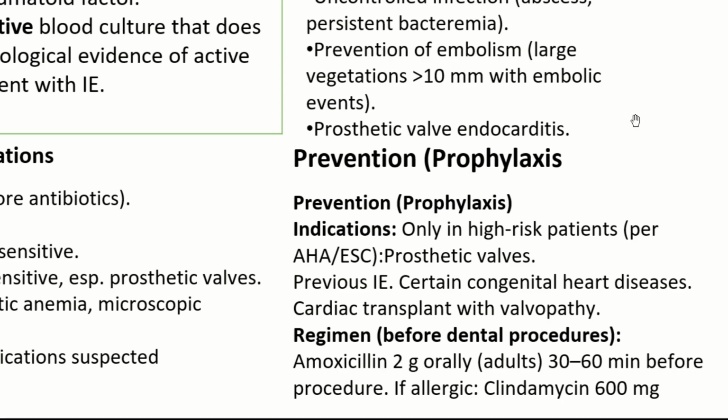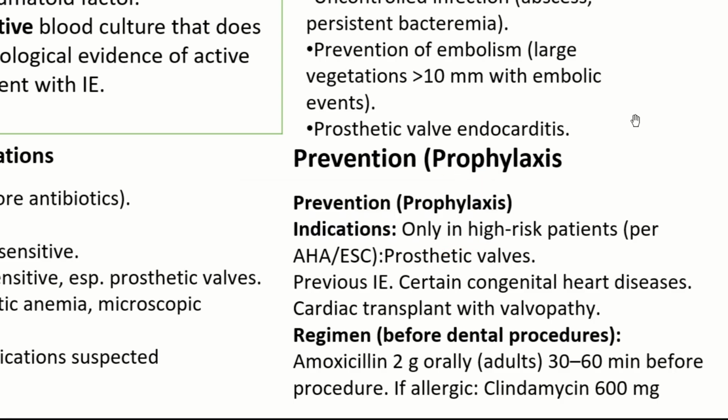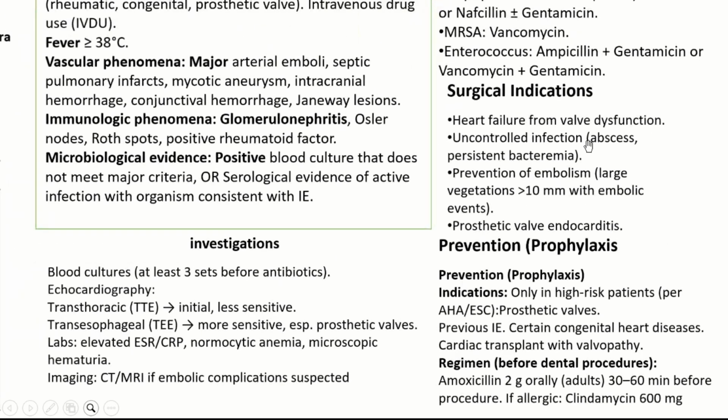Then prevention. We mostly do prevention for high-risk patients, at least according to the American Heart Association. This is in patients, for example, who have prosthetic valves or who have had infective endocarditis previously. So before we do dental procedures, you're going to give 2 grams of amoxicillin orally 30 to 60 minutes before the procedure. Or if they're allergic, you can give clindamycin.